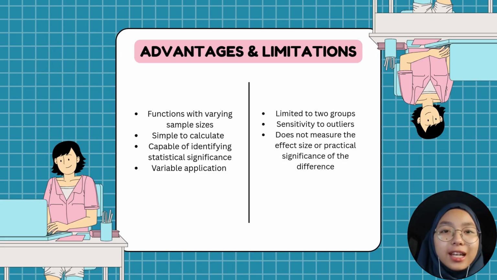Hi, my name is Nur Arkila, and now I'm going to present about the advantages and limitations of using the t-test. The t-test can be used with varying sample sizes, for example bigger or smaller samples. The second point is it is very simple to calculate: when we put the data in SPSS, the t-test result comes out immediately.